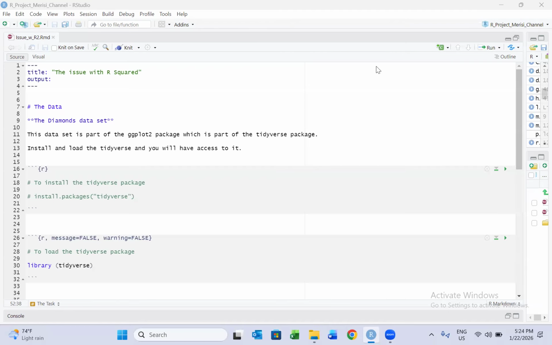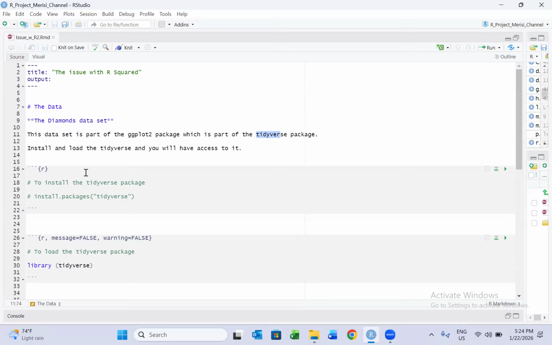All right, perfect. So I'm going to do all my analysis in this notebook, and I will share a link to this notebook in the video description. The data set I want to use is the diamonds data set. It's part of the ggplot2 package, and the ggplot2 package is part of the tidyverse package. So when you install the tidyverse package, you get access to the ggplot2 package and to a bunch of data sets, and one of them is the diamonds data set.